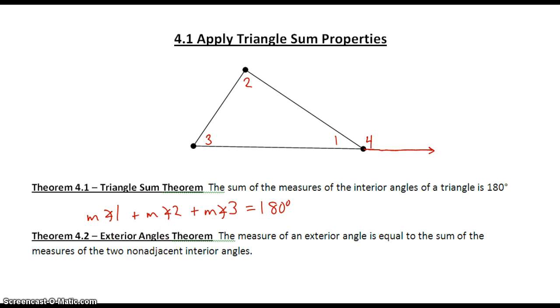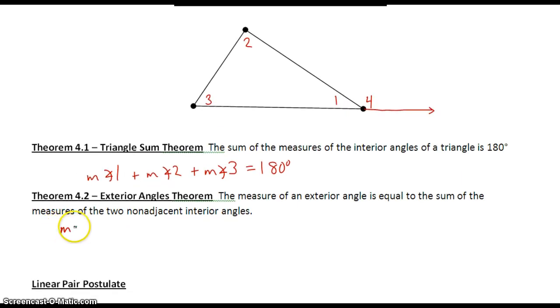So the exterior angles theorem says this: if I take the measure of angle 4, that's my exterior angle, it's going to equal the sum of my 2 non-adjacent interior angles. The measure of angle 2 plus the measure of angle 3. These 2 angles are my non-adjacent interior angles.